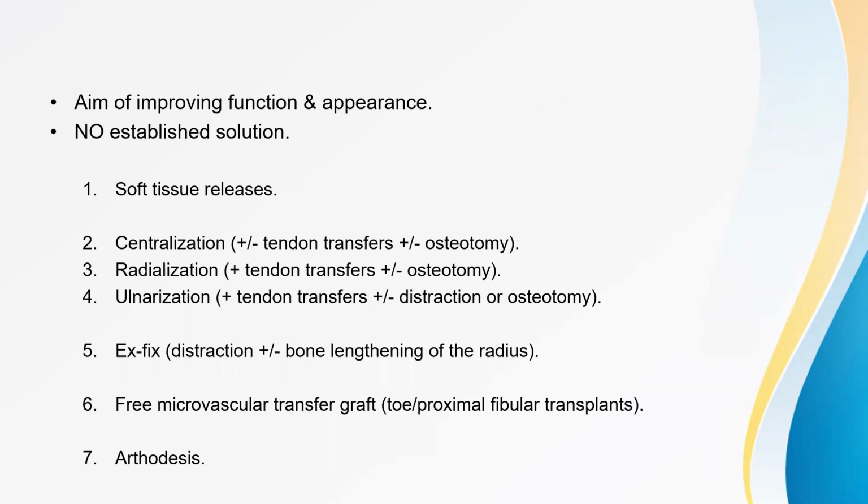The aim of improving function and appearance should always be kept in mind and never forgotten. There is no established solution. The solutions range from simple soft tissue releases or complex soft tissue releases around the wrist to the classical centralization with or without tendon transfers and with or without osteotomies, and with the newer modifications of radialization and ulnarization, which are similar but differ in the approach and the place of centralization.